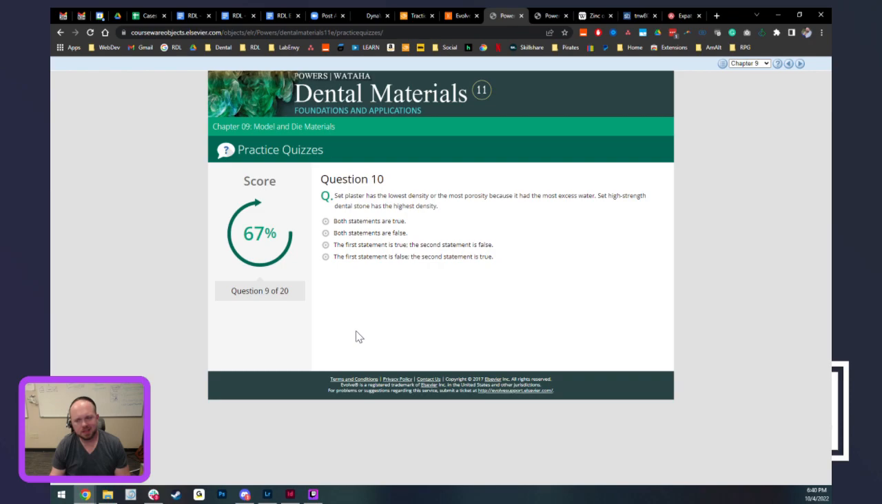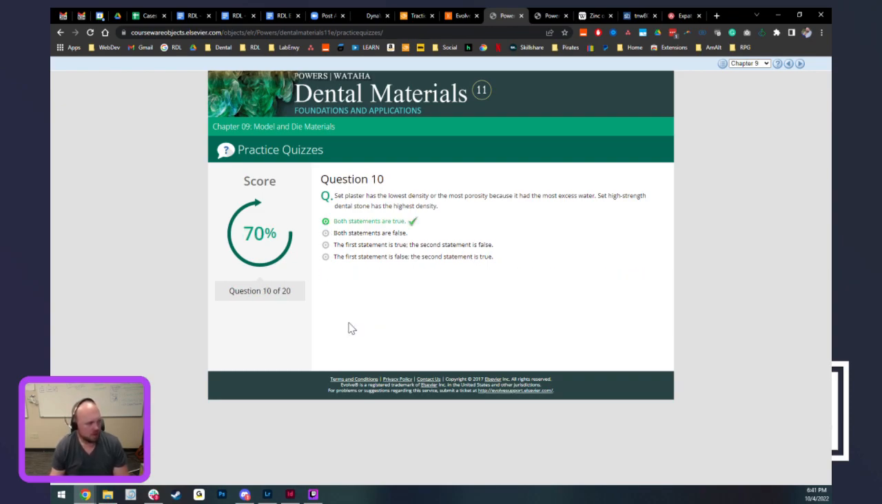So far, has dental stone been what they're considering just the top? Because I mean, there's higher, there's like, yeah. All right, both statements are true.